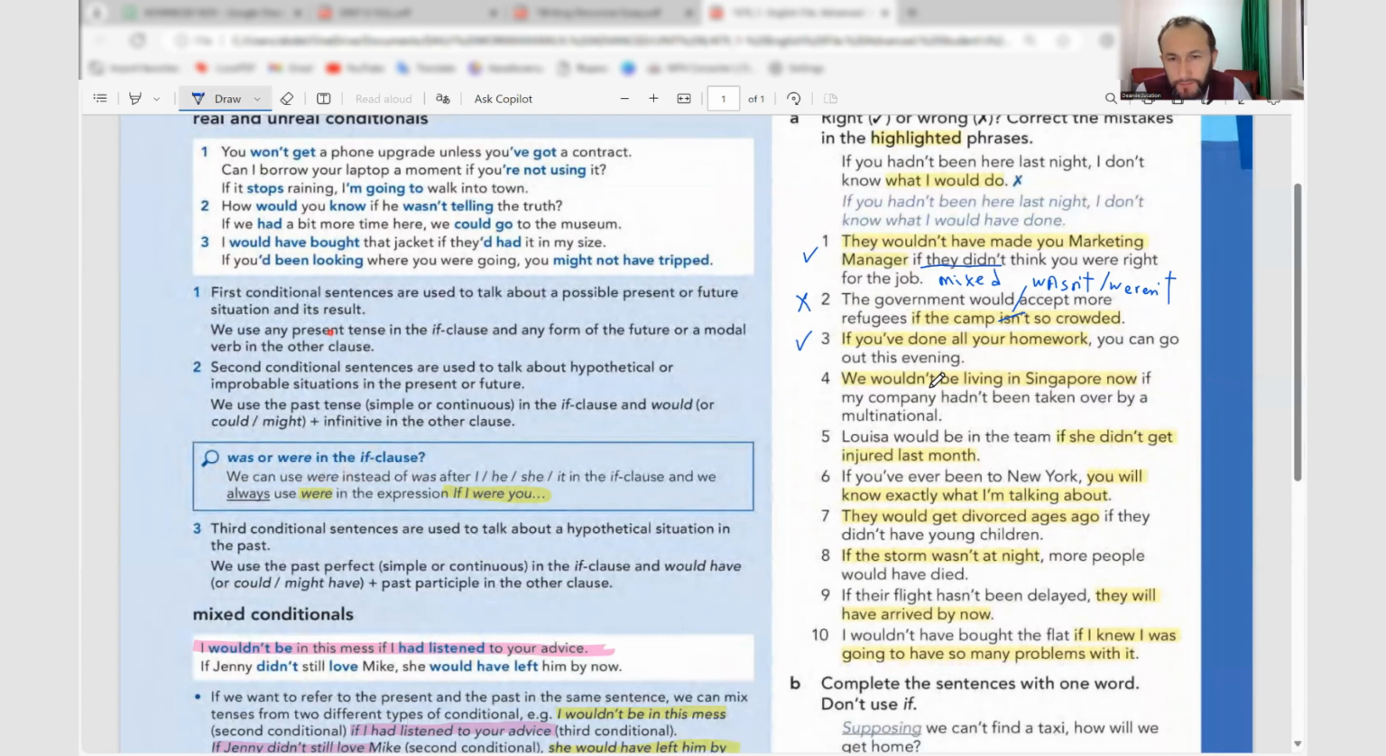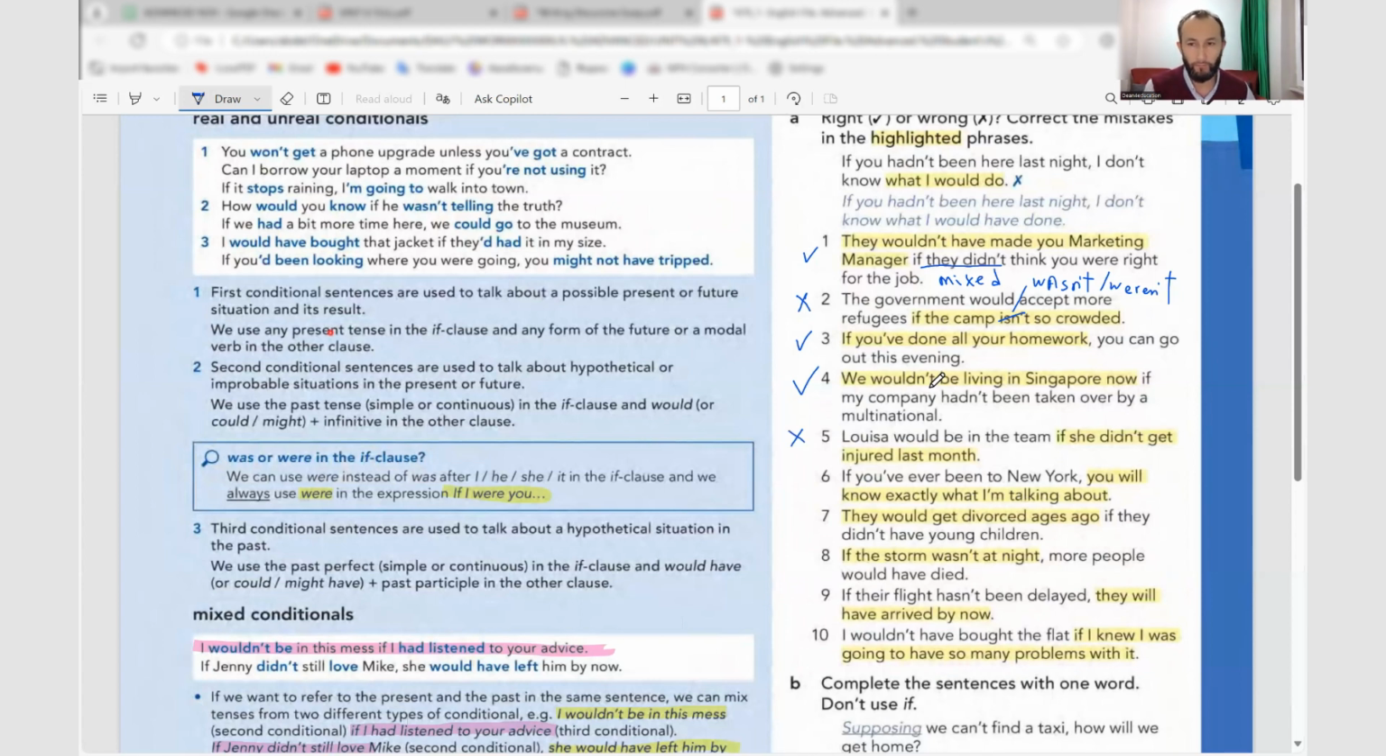I think number 4 is correct. We wouldn't be living in Singapore now if the company hadn't been taken over by a multinational. That's correct. Yes, mixed conditional. Exactly. Number 5. This is also mixed conditional. So I think it's not correct. I think it's correct. Yeah, it's wrong, yes. But how to fix it?